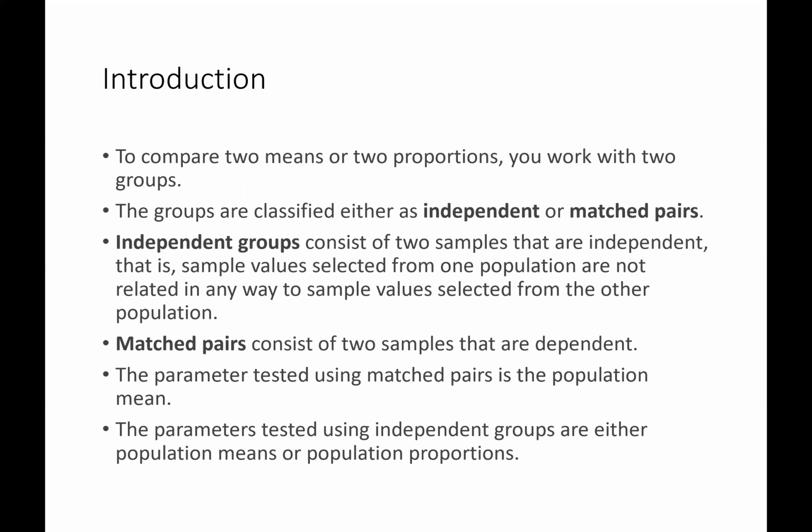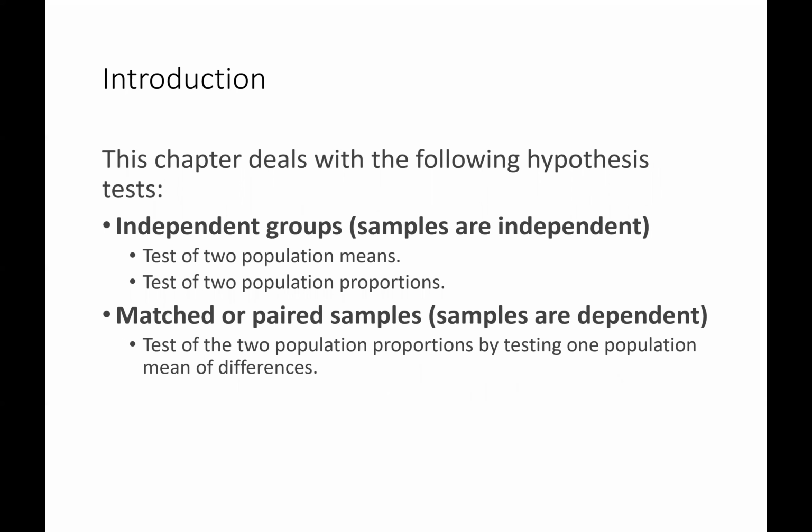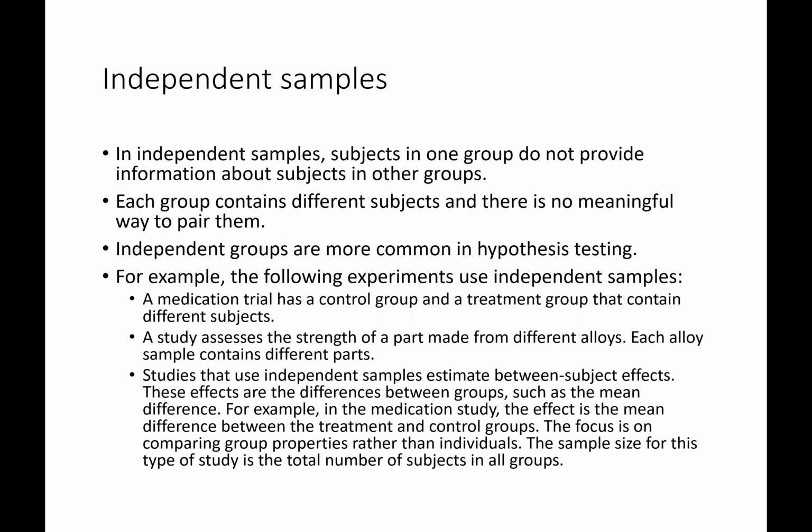The parameters tested using independent groups are either population means or population proportions. So we deal with two different types of groups. For independent groups, we can use a test of population means or a test of population proportions, but for matched or paired samples, where the samples are dependent, we would use a test of one population mean of differences. We'll talk about that on Thursday.